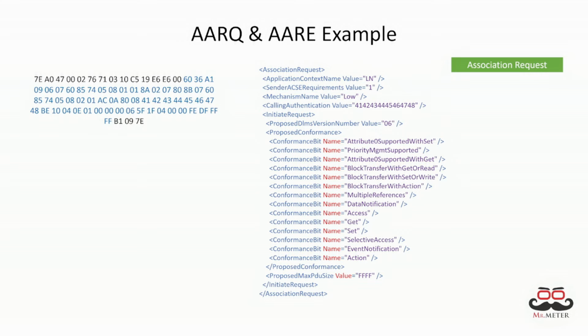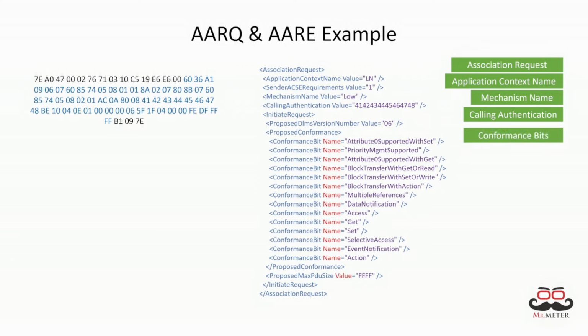The association request contains the application context name. I'll just cover the important parts. The mechanism name, as you see, is low, and the calling authentication. Then it contains the proposed conformances, the conformance bits. The conformance bits are simply the services that you are requesting from the meter or the target. For example, you're requesting access such as get and set, or selective access, or an action. And next you're proposing the max PDU size.